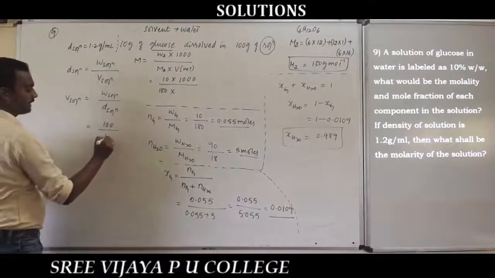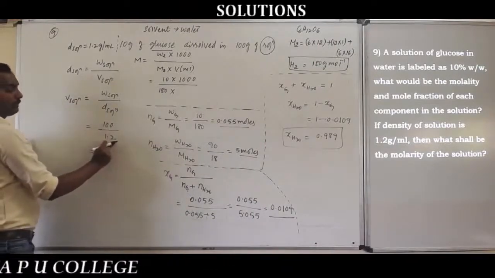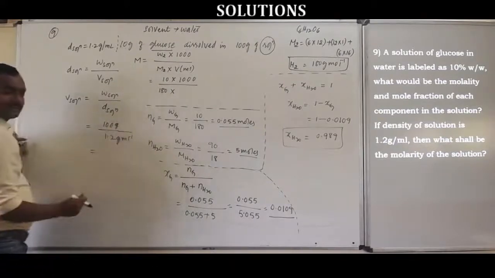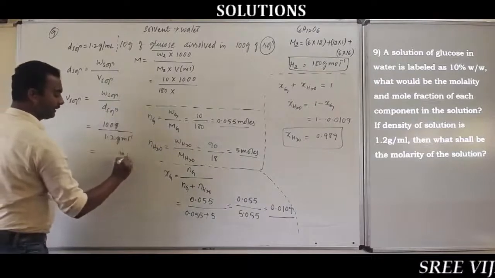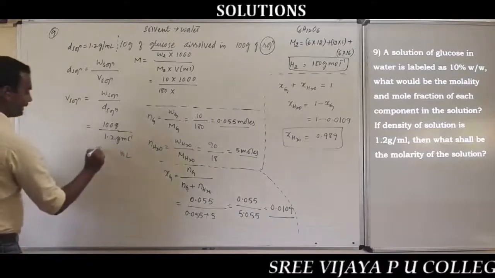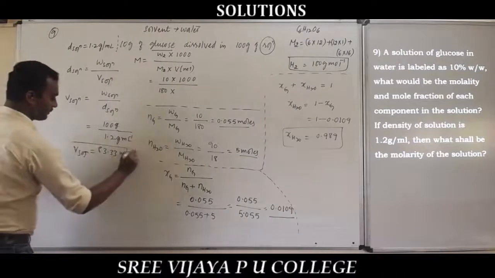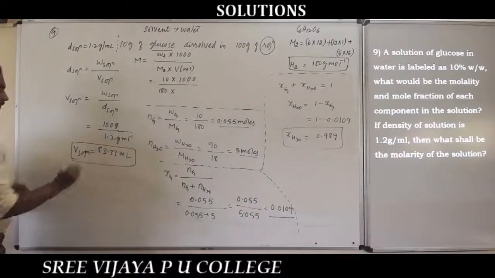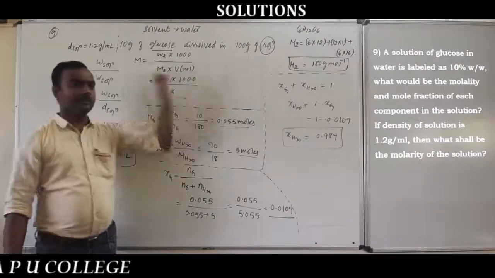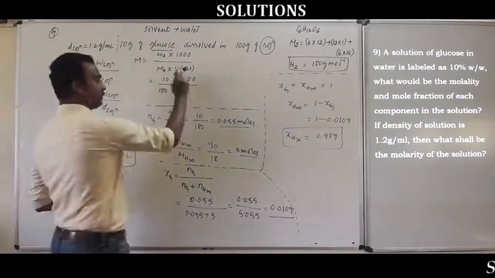The density of solution is 1.2 gram per ml. Here gram gets cancelled, and per ml in the denominator comes up as ml. So 100 divided by 1.2 is 83.33 ml, the volume of solution. Volume of solution was not given, so to find it they have given the density. The total mass of solution is known, so just by using the formula density is equal to mass by volume, you can calculate the volume of solution. So the volume of solution is 83.33.